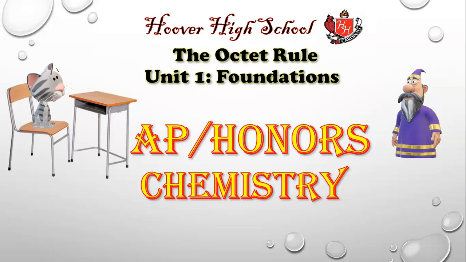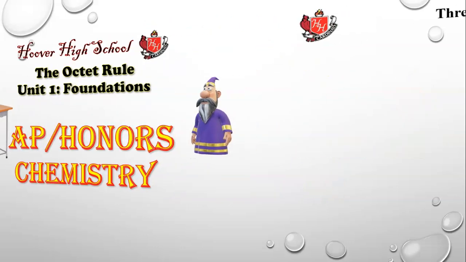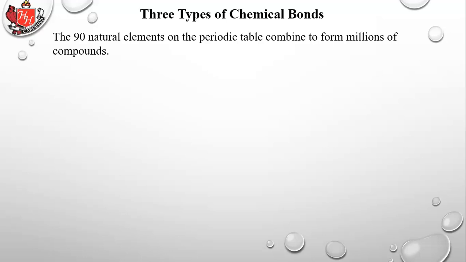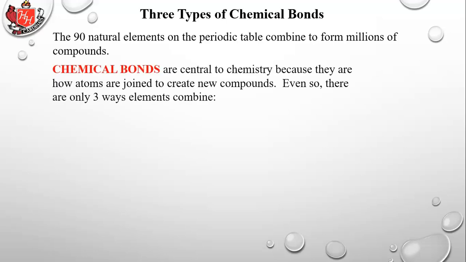Chemistry, we're moving on to the next lesson in the Foundations unit, and it's on something called the octet rule. So the 90 natural elements on the periodic table combine to form millions and possibly even billions of compounds. Chemical bonds are central to chemistry because they are how atoms are joined to create these new compounds. Even so, there are only three ways that elements combine.